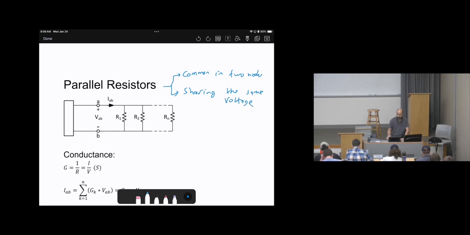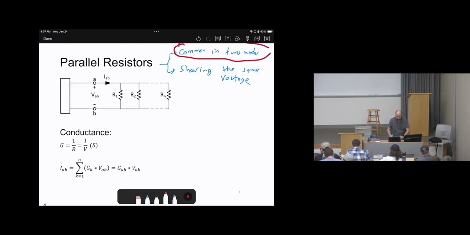Series sharing the same currents, parallel sharing the same voltage. And in order to check if these elements are series or parallel, I encourage you to look for if they are common in 2 nodes. Okay? Look at this circuit here.